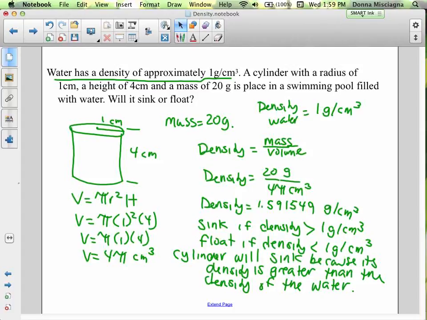So this one is in the notes. It's after the problem of the density of a rectangular prism. The two must be switched on the notes.